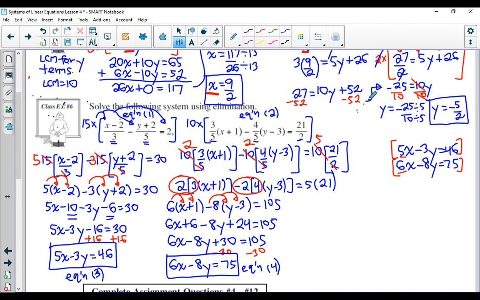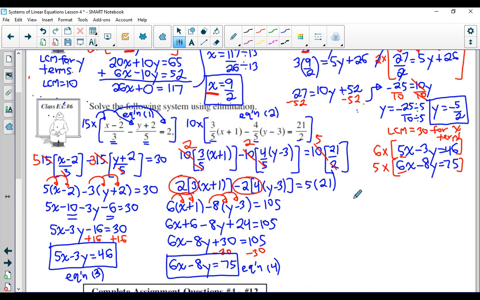So to eliminate the x, we need to identify what the lowest common multiple between 5 and 6 is. So the lowest common multiple between 5 and 6 would be 30. So LCM is 30 for x terms. Okay, so what do you multiply each equation by to make the x term 30? Multiply this one by 6 and this one by 5.